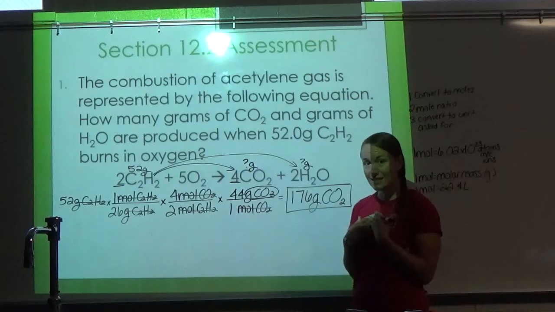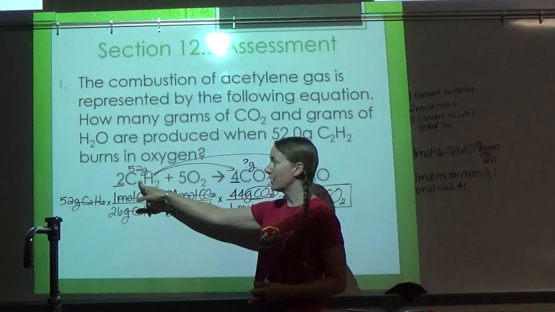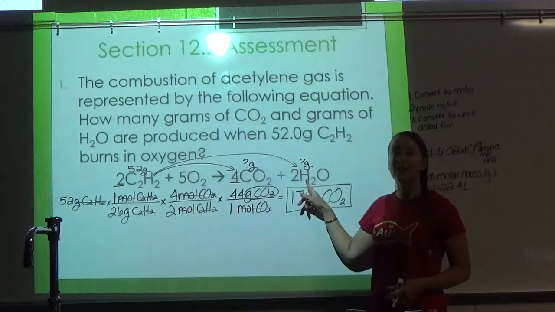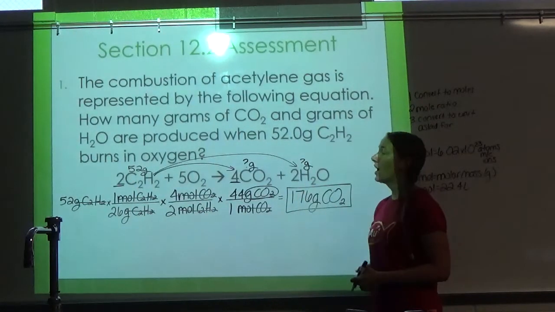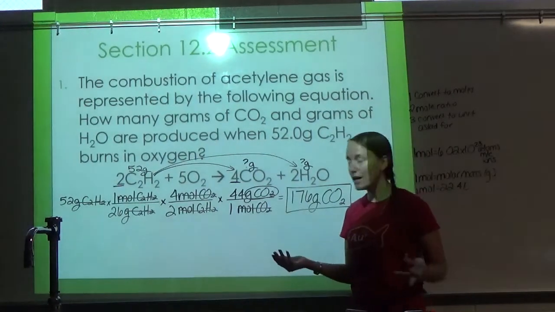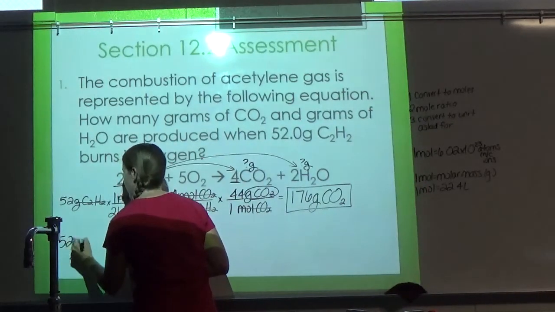Okay, so now that I did that part, I want you to try the second part. So you're going to start with 52 grams of C2H2, but you're going to go to grams of water and figure out how much water we're going to make. All right, so I'm going to assume you paused the video and tried that one already, and so I'll show you how it goes. So you're going to start with 52 grams of C2H2.